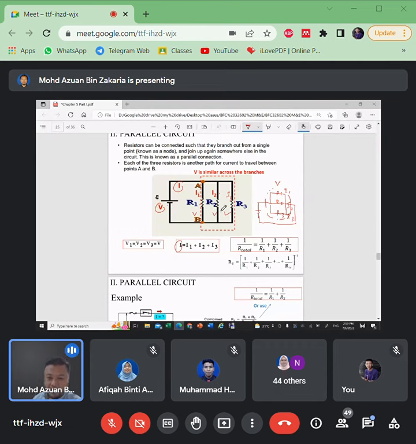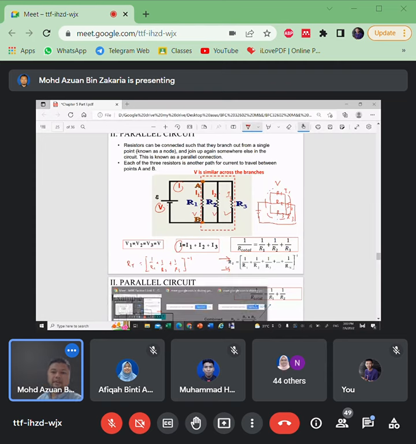Okay. And then how do we calculate R total? You have to use this formula. To sum up resistance in parallel, R total equals 1 over R1 plus 1 over R2 plus 1 over R3, and then reciprocate.